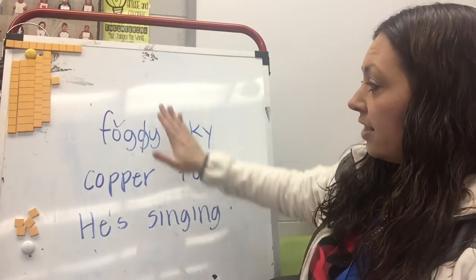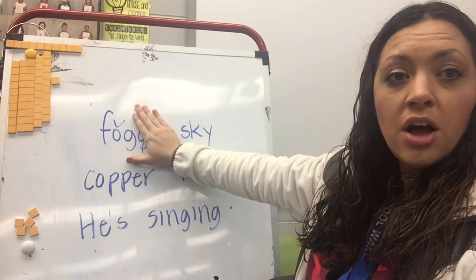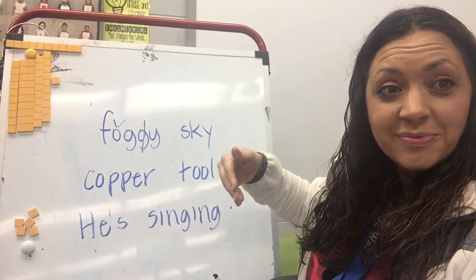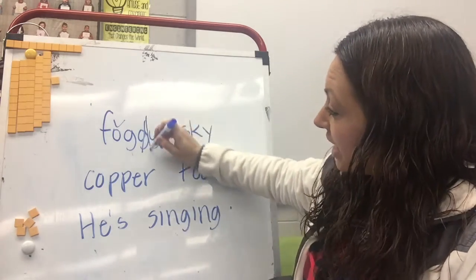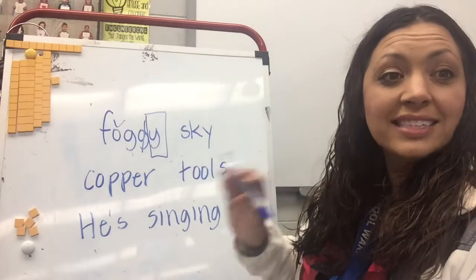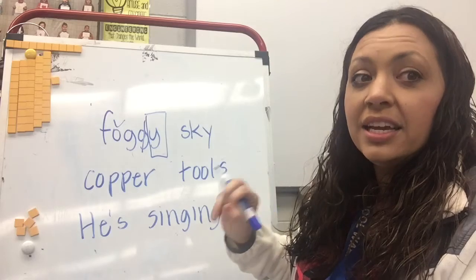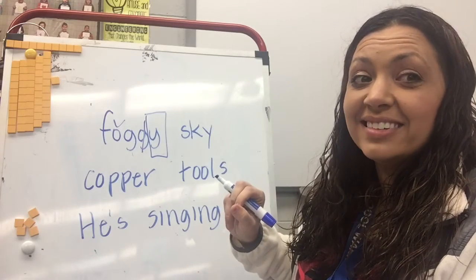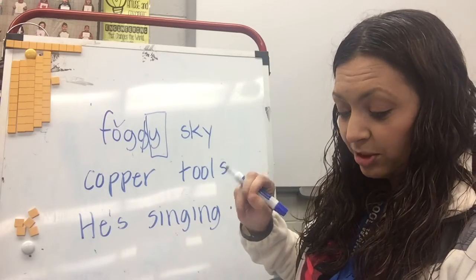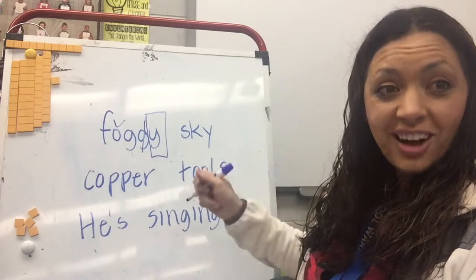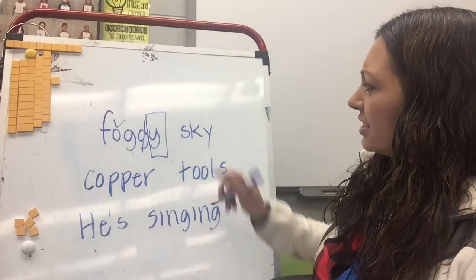So when I look at it then, I have the word fog. Is fog a word by itself? Yes. So that means I can box off that Y because it's acting as a suffix. And remember, when it acts as a suffix, it almost always makes the sound E. That's right. It almost always says the E sound. So foggy. Very good. All right, let's look at our next word.